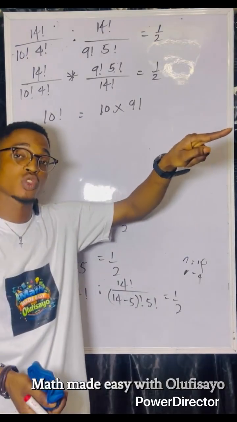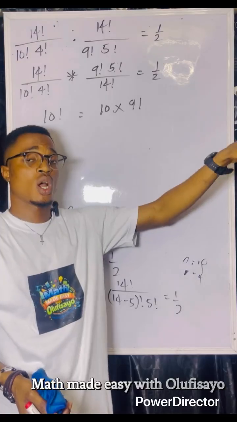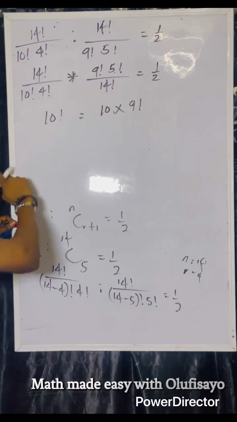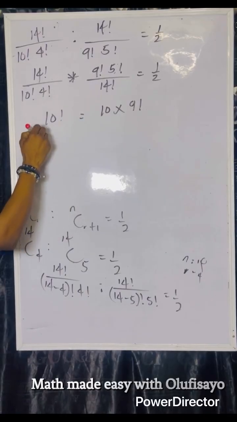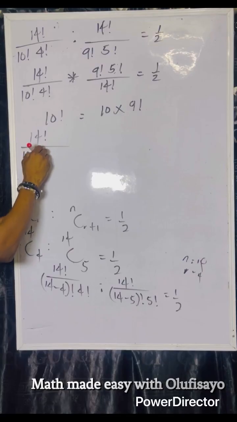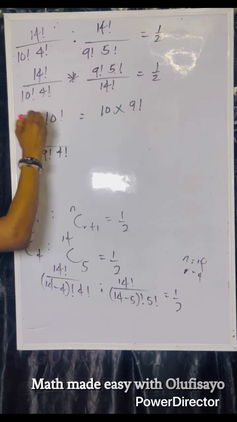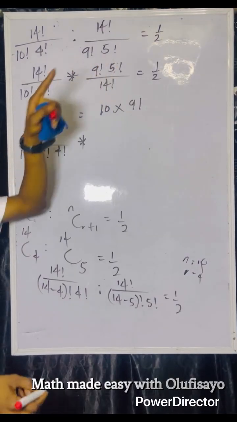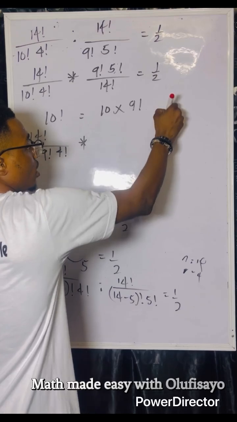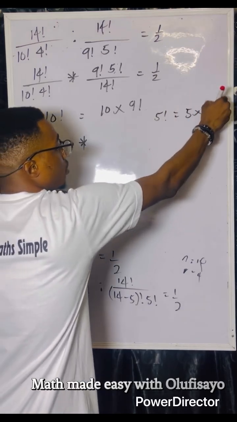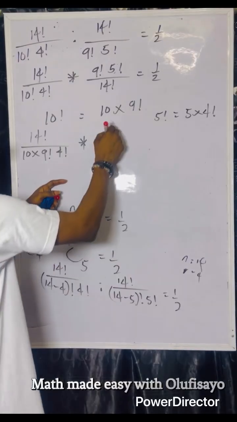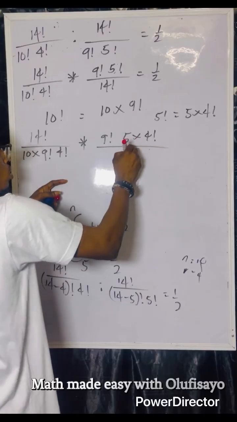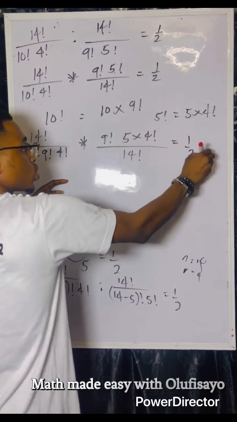Because 9 factorial will give us 9 times 8 times 7 up to 1. So now I can easily replace this guy with this guy to give us 14 factorial over 10 multiplied by 9 factorial, 4 factorial, multiplied by, look at this 5 as well. 5 factorial is still the same thing as 5 times 4 factorial. Now this will give us 9 factorial, 5 times 4 factorial over 14 factorial equals 1 over 2.